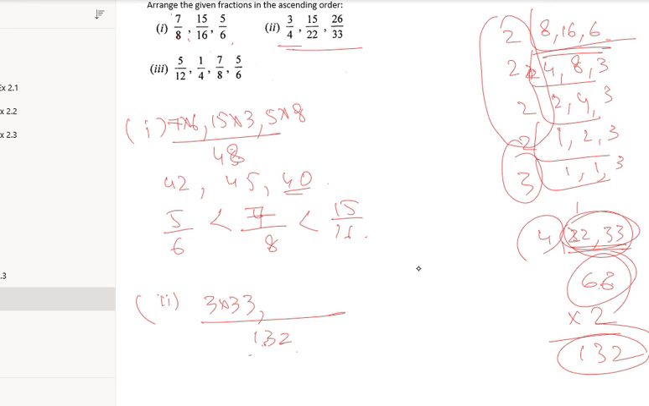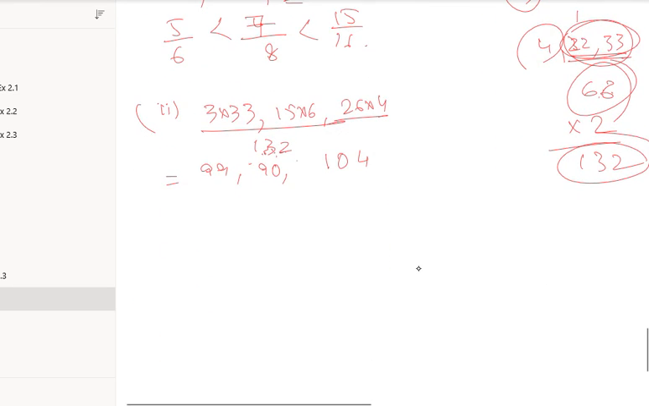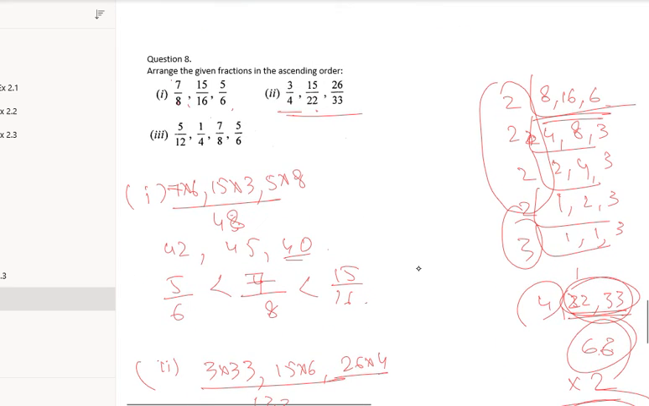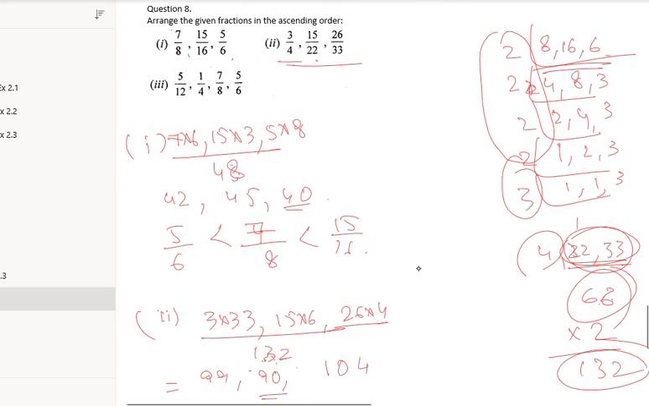Then the next is 22, how many times in this 132? 6 times, I believe. Yes, so 15 into 6, and then we have 33, how many times? 4 times, so 26 into 4. So this is 99, this is 90, and 26 into 4 is 104. So ascending order will be 90 being the smallest, which corresponds to the second fraction. Ascending order will be 15 by 22, then 3 by 4 I believe, and then 26 by 33.